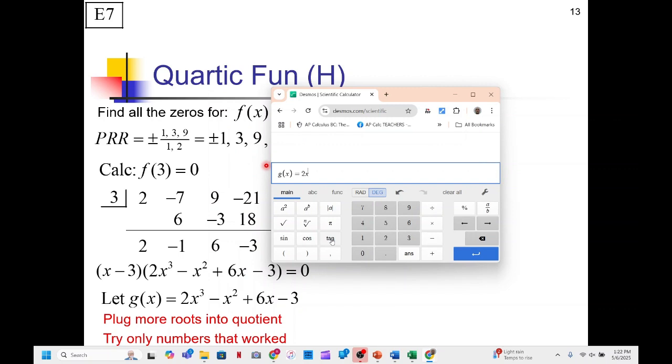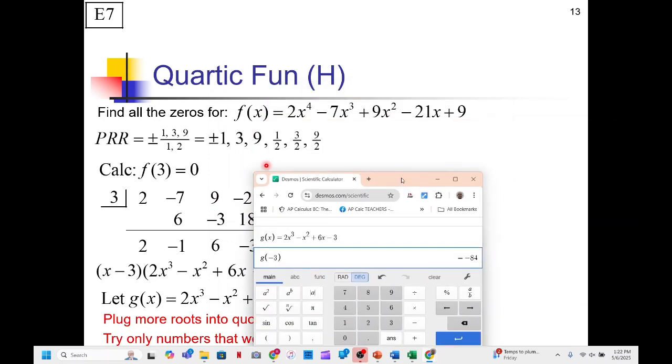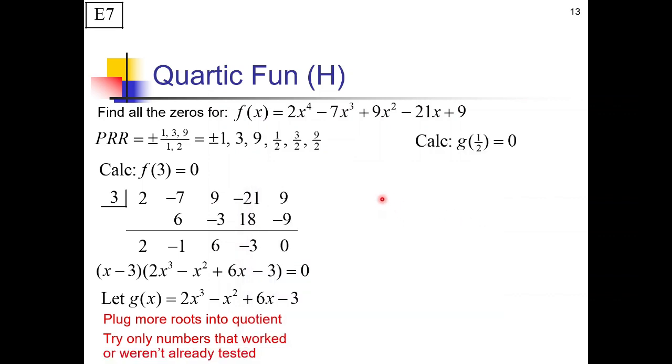So we've got 2x cubed minus x squared plus 6x minus 3. And let's plug in, let's see, the last thing we plugged in was 3. That worked the first time. It is not working this time around. It gives us 60. So let's try negative 3. Doesn't work. We said that we don't actually have to plug in 9, so let's go straight to 1/2. And that gives us a 0. Okay. So g of 1/2 is 0, so that's what we're going to use in synthetic division.